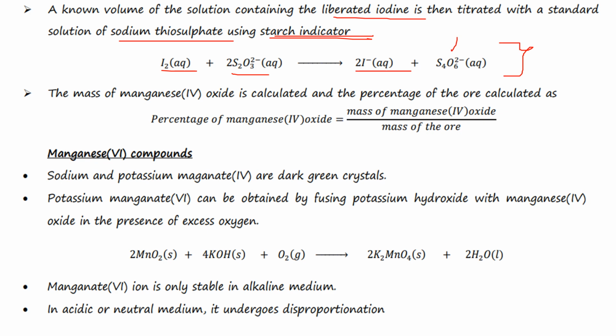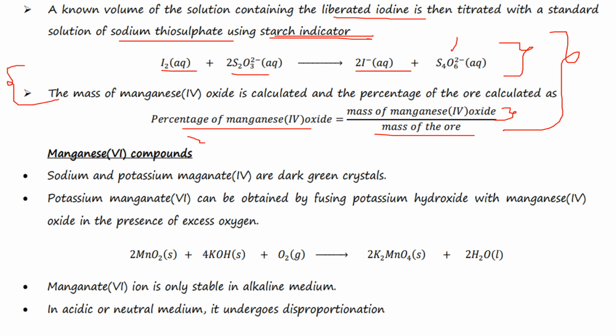So the mass of manganese oxide present in that ore is going to be calculated, and the percentage in the ore is going to be obtained by the following method. To obtain the percentage of manganese oxide, you take the mass of manganese oxide present in the ore divided by the mass of the ore which has been presented. And that's the background theory about the practical application of manganese oxide.